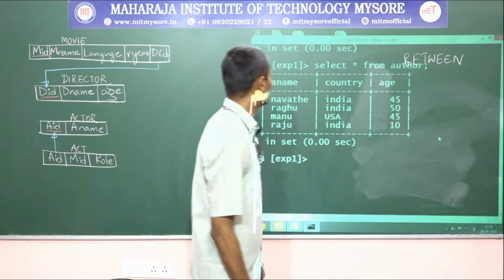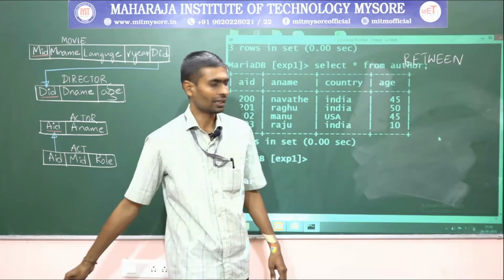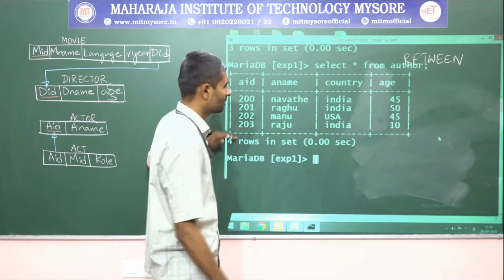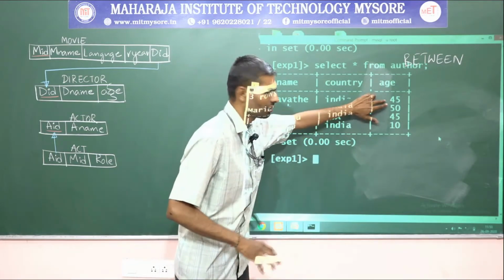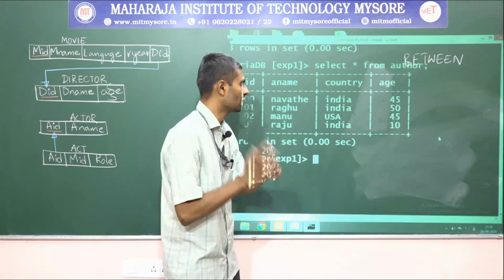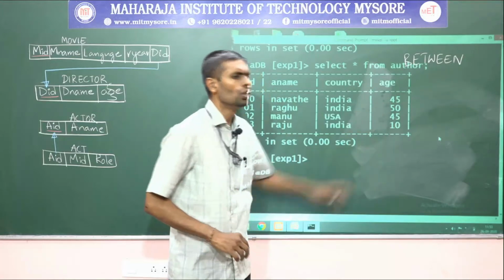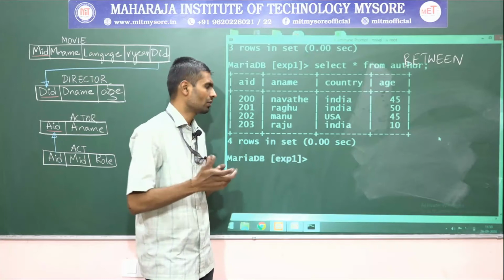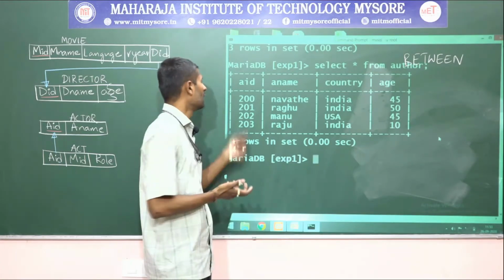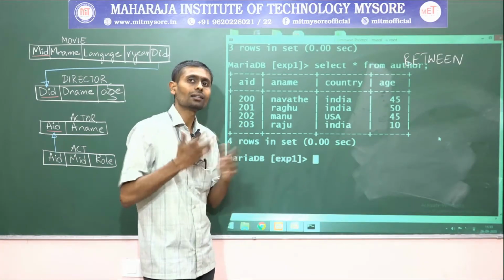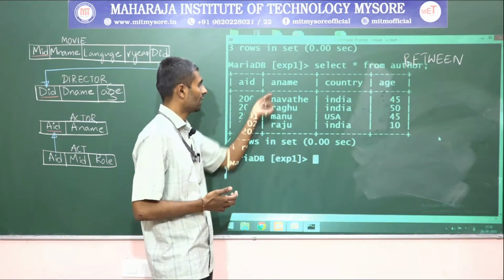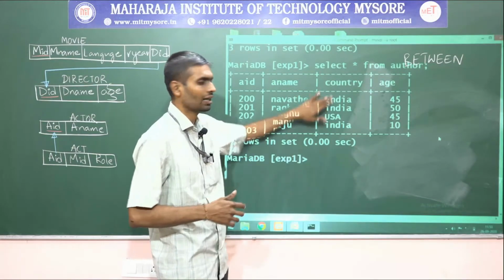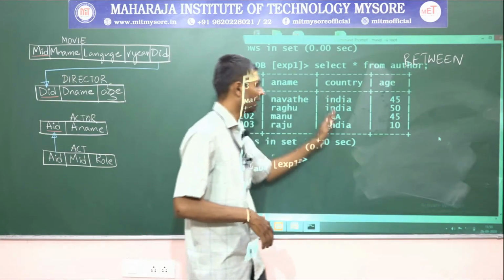What I want is to list all these author details. The authors are listed in such a way that their ages are jumbled, mixed up: 45, then 50, 45, 10. Usually we want things to be ordered in some manner. Sometimes people want to order based on author IDs, or sort based on name, in alphabetical order, or order based on a country.